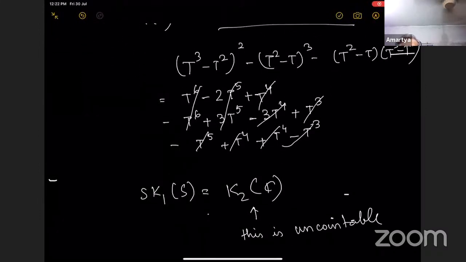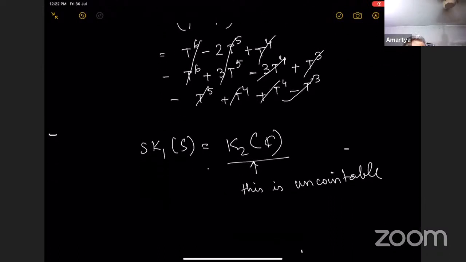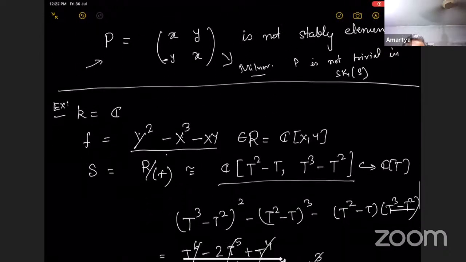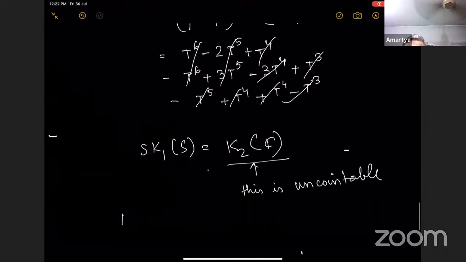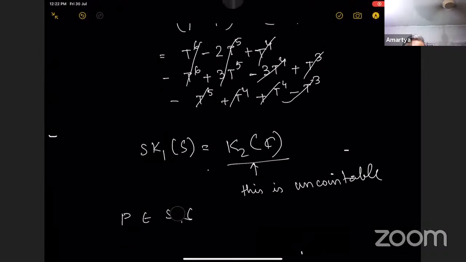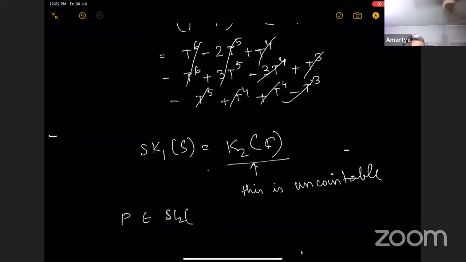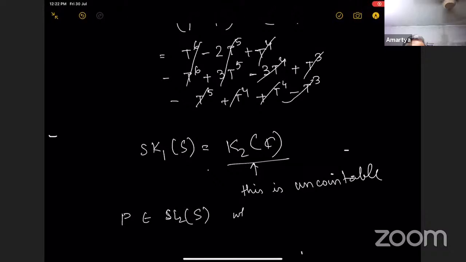So this is due to, I don't remember exactly. He proved that this field is uncountable. So there should be some matrix. This matrix is not known to me, but at least there is some matrix P in SL2 of S, whose image in SK1 of S is non-trivial, not zero, non-zero. And then we can construct these examples.